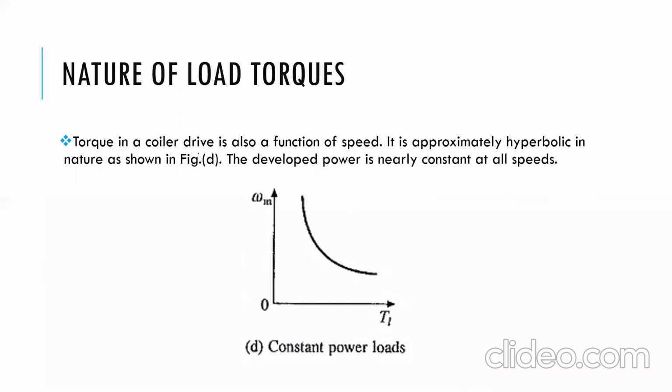Torque in a coiler drive is also a function of speed. It is approximately hyperbolic in nature. Okay, as shown in the figure, the developed torque is nearly constant at all speeds.